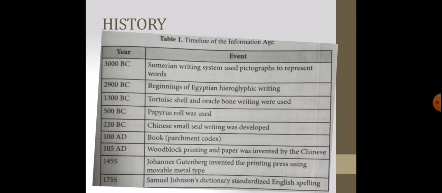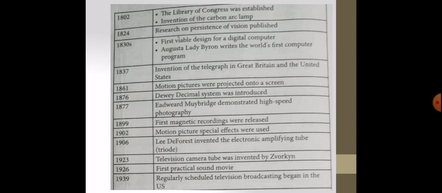In 1802, the Library of Congress was established. Invention of the carbon arc lamp. In 1824, research on persistence of vision published. In 1830s, first viable design for a digital computer, Augusta Lady Byron writes the world's first computer program. So, ang ating kauna-unahang programmer is no other than Augusta Lady Byron, a female programmer.